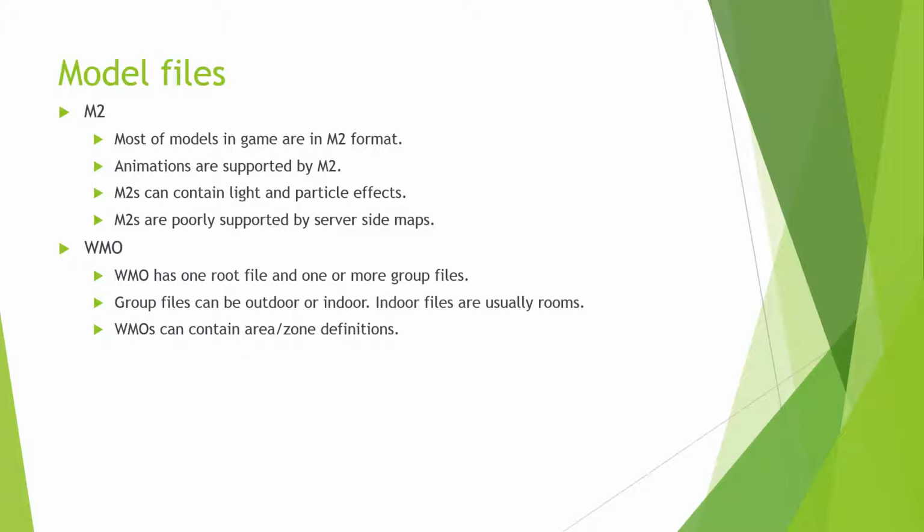WMOs can contain area and zone definitions, unlike M2s. They can be bigger and much more complex. For example, they can even be a whole city. Stormwind, Orgrimmar, or Dalaran are all just one huge WMO.